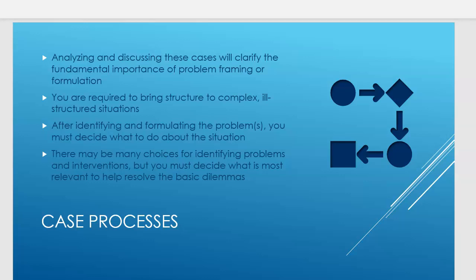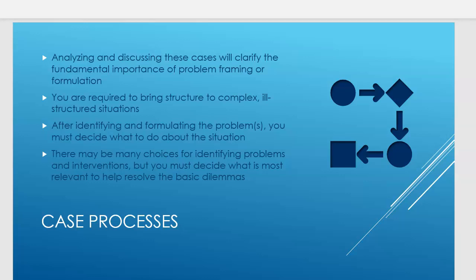One of the things you're required to do in your in-depth case analysis is to bring some structure, to make some sense of a complex situation that may be multifaceted and that may be looked at in different ways. So you need to bring structure to what's happening in order to then resolve the dilemma.